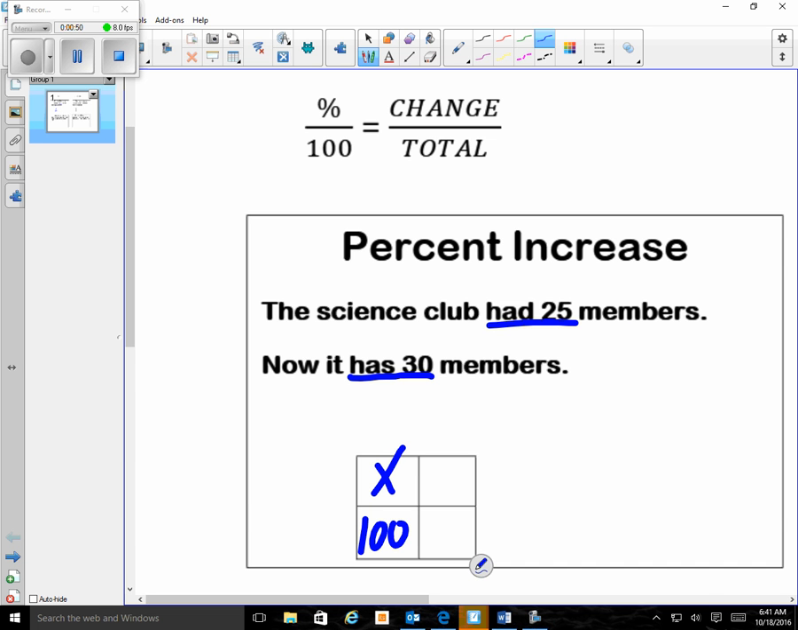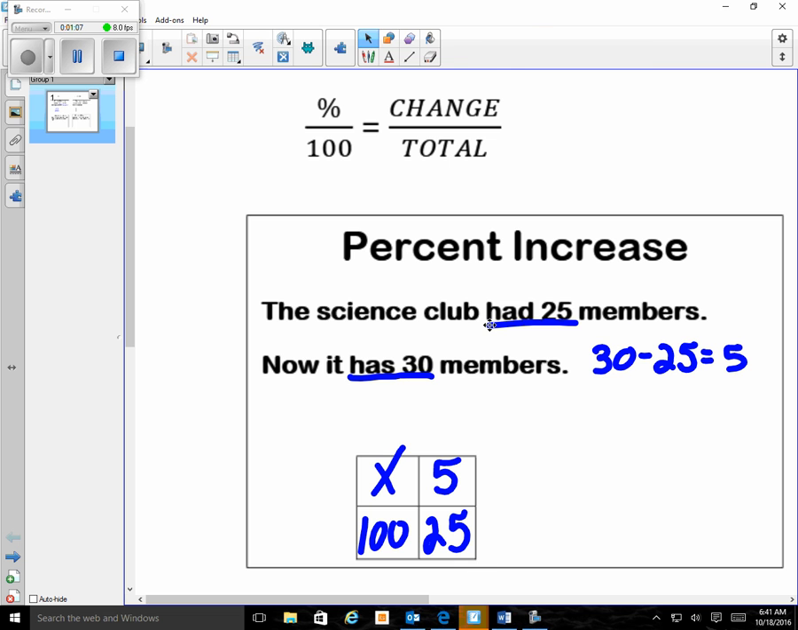Now, the top portion is supposed to be your change. So I changed from 25 to 30. So to find that difference, I'm just going to subtract them, and that gives me a 5. So my 5 goes on top. And your total, that is your original total, which in this case was a 25.